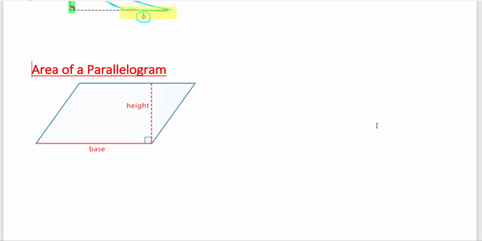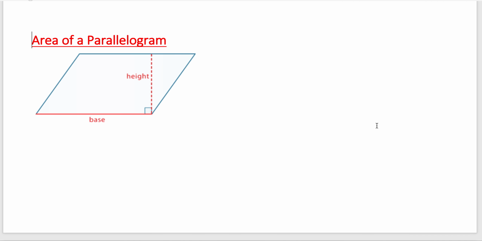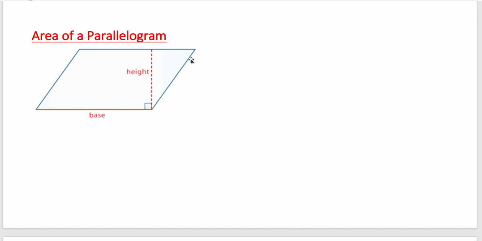Okay, the area of the parallelogram, you also did this one in year 7. So again, we have our base and our height, and you guessed it, base and height have to be perpendicular, and here I have the right angle that is showing me that this is perpendicular. Okay, and I'm going to write it here, the area of the parallelogram is going to be equal to base times height. Great.